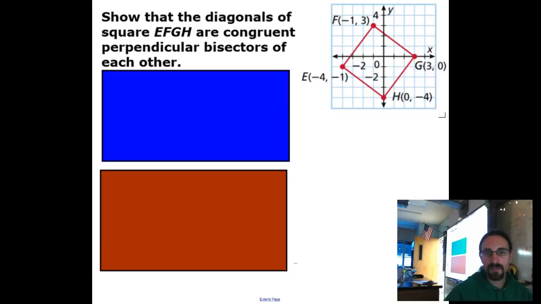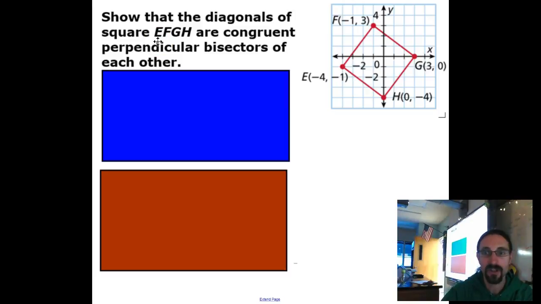The next problem says, show that the diagonals of a square are congruent, perpendicular bisectors of each other. So don't panic when you see this kind of problem. Just take a deep breath and read it one more time. Show that the diagonals of square EFGH are congruent, perpendicular bisectors of each other.